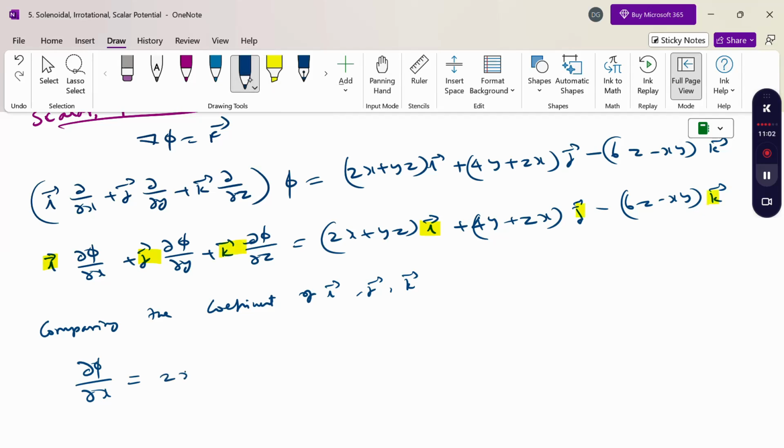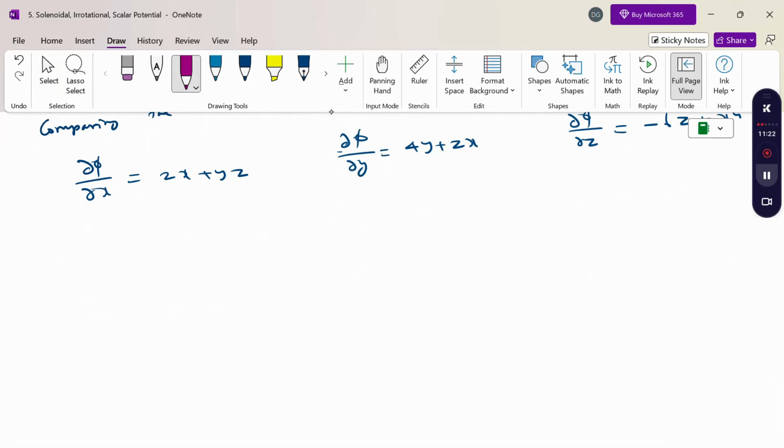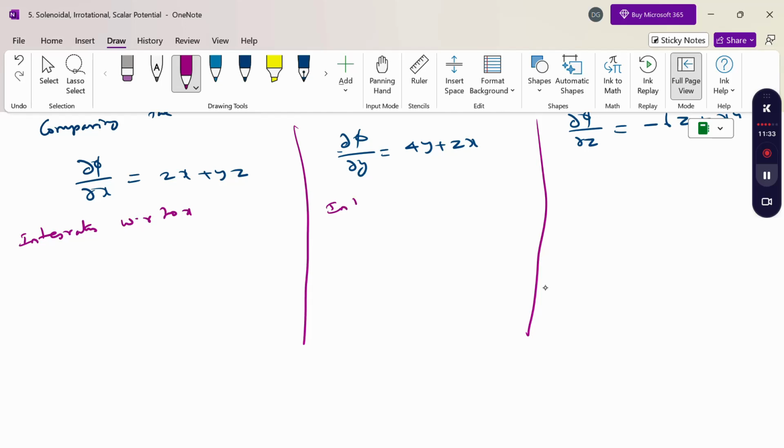So when I compare the coefficients, dou phi by dou x is equal to 2x plus yz, and dou phi by dou y equal to 4y plus zx, dou phi by dou z equal to minus 6z plus xy, with the minus multiplied inside this term. Now integrating partially with respect to x, integrating with respect to y, and integrating with respect to z.